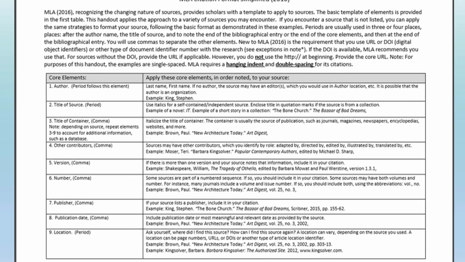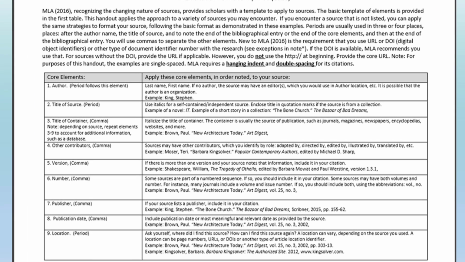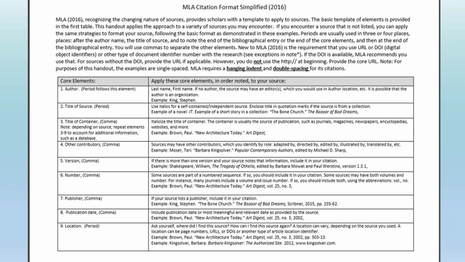I'm showing you the first page of the MLA Format Simplified handout from the Writing Center. You can get this by stopping by to see us, by downloading from our webpage under Resources, or by accessing the PDF under this video. Here you see the core elements that you'll need to find to give credit to your sources, for example, the author, the title, the publisher, the date, and the location.